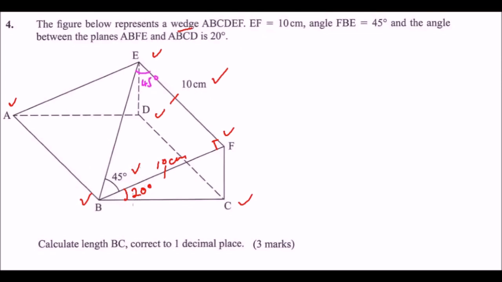If it is a wedge, it means B, F, and C is an isosceles triangle, and therefore BF is the same as BC, so this is 10 centimeters. 10 centimeters is what we are required to find, and I don't know why they are saying correct to one decimal place, because BC is exactly 10, so we can say BC is equal to 10 centimeters, which doesn't have a decimal, and that's the way I think it should be worked out.